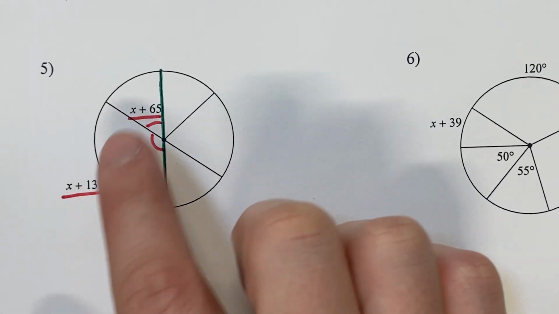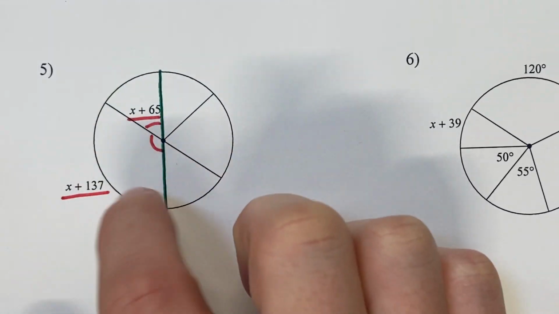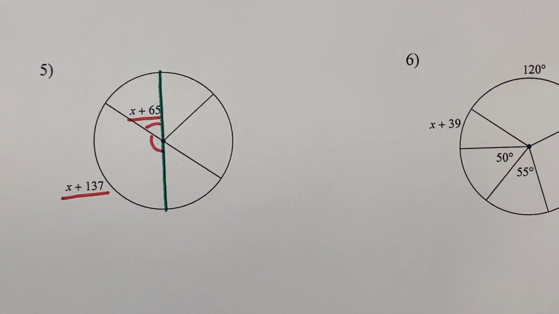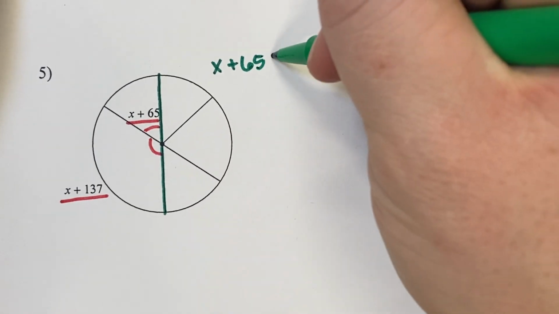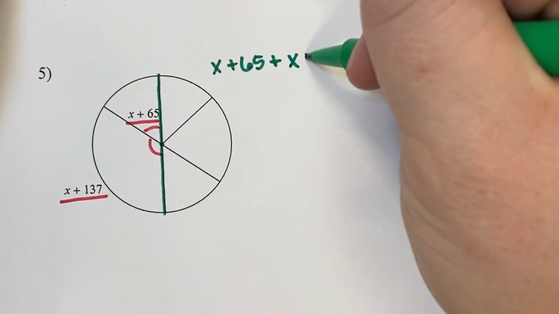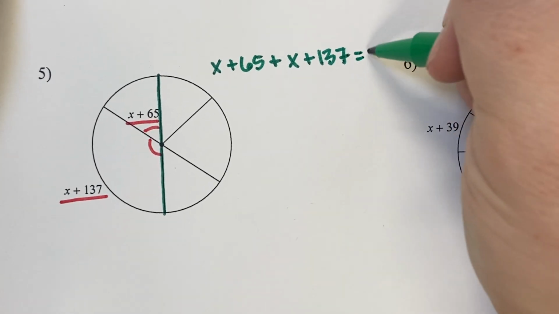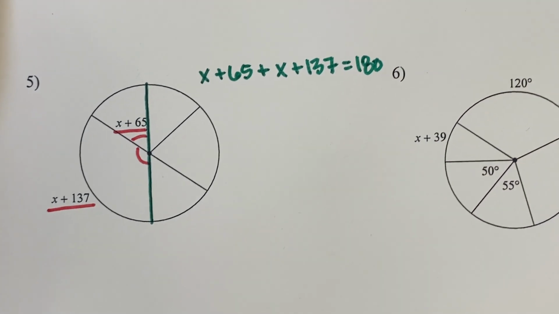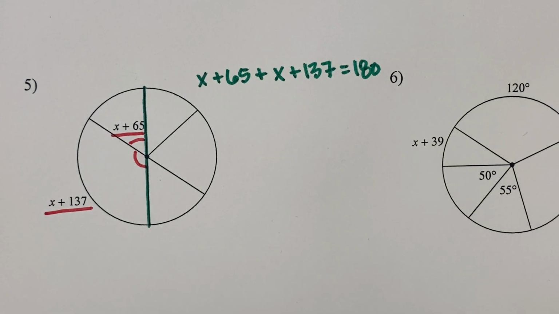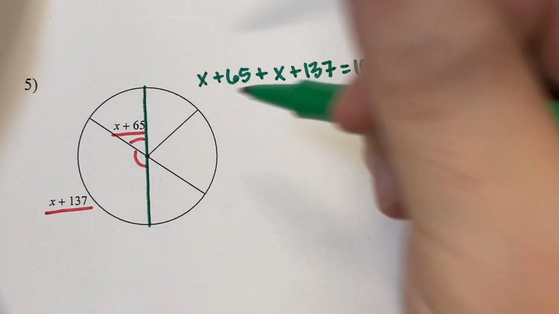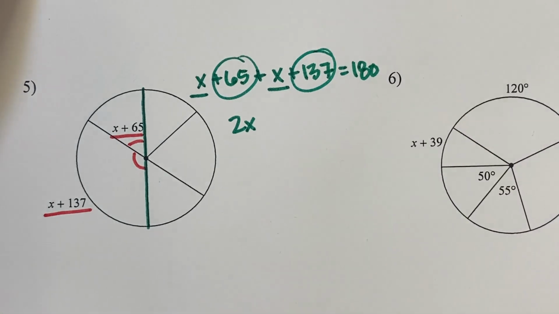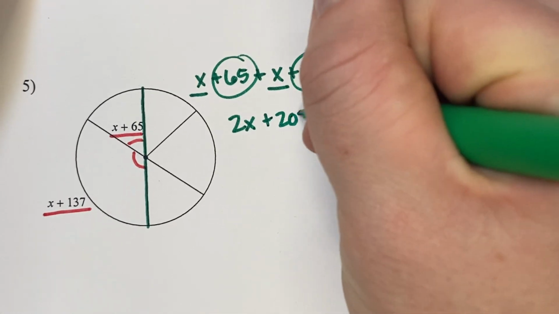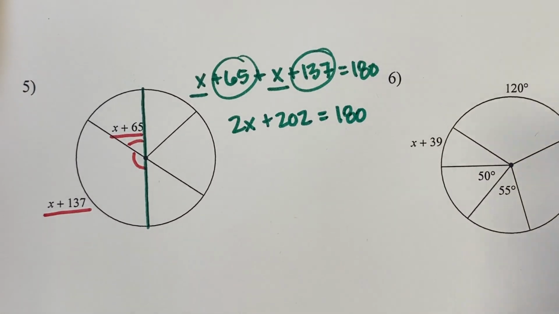So we're actually going to take both of these expressions, add them together to give me that half of my circle, which is 180 degrees. Okay, so we have our first expression, x plus 65, plus our next expression, x plus 137. We know it equals half of our circle, 180. Okay, I need to combine like terms, so I can combine my x and my x. That's going to give me 2x. And my 65 plus 137 gives me 202, so plus 202. And it all still equals 180.